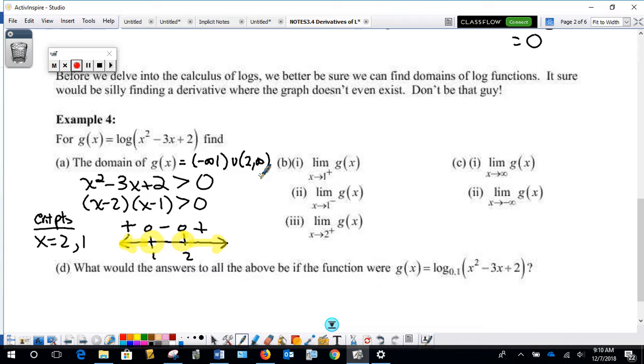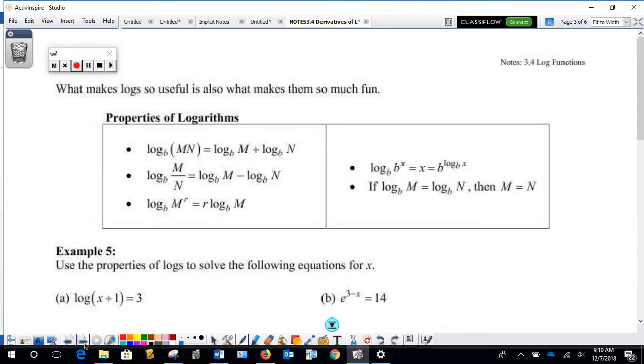All right, I'm going to leave this for you to do for homework in the interest of time, so we're going to skip that, because that's just more practice. I just wanted to do the domain because I need to get to calculus. We're still on properties of logs.